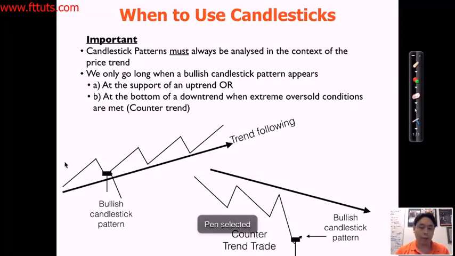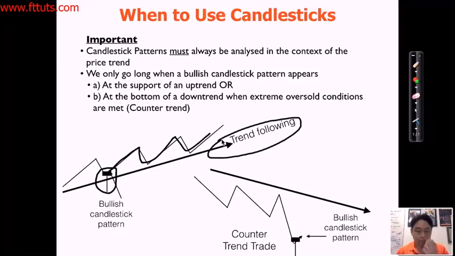So again, if you take a look at this example, this is an uptrend, right? Price is on the uptrend with this very nice wave pattern, right? So impulse, retracement, impulse, retracement. And the ideal time is we want to see the bullish candlestick pattern appearing at the retracement, right? At the end of the retracement, it appears at the support level, like a moving average or a trend line, and we'll buy to follow the trend. So this would be a trend following trade.